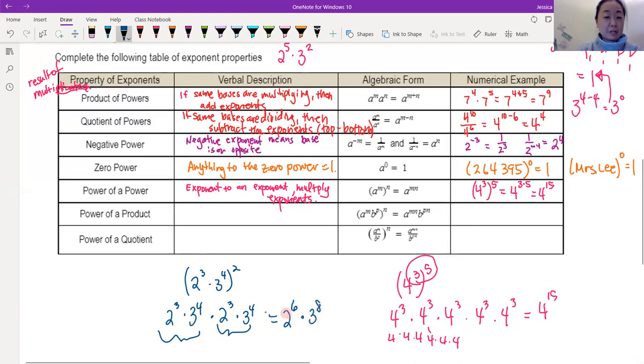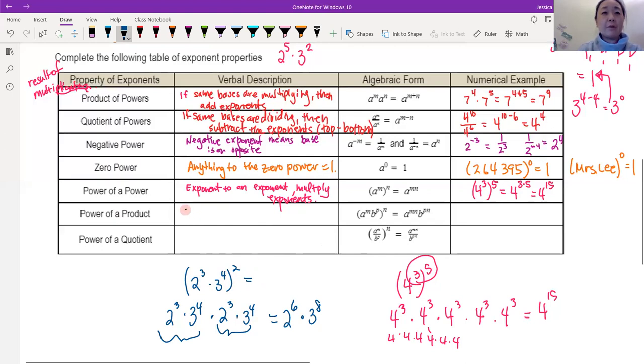So is there a faster way to do that instead of writing this all out? You notice 3 times 2 is 6. 4 times 2 is 8. It's basically just this. So that's what it is. So that's the power of a product. Here is our product, and we're taking that product to the power. Okay. And so there we go.